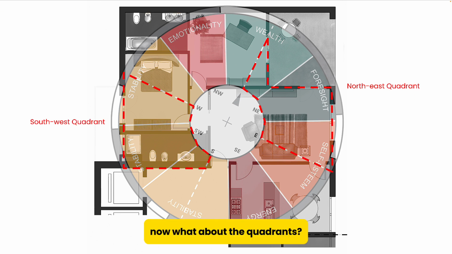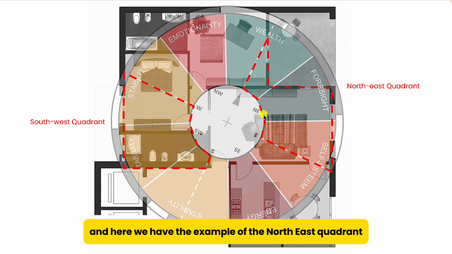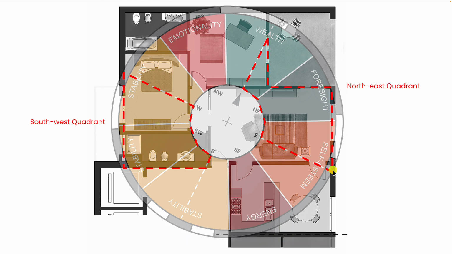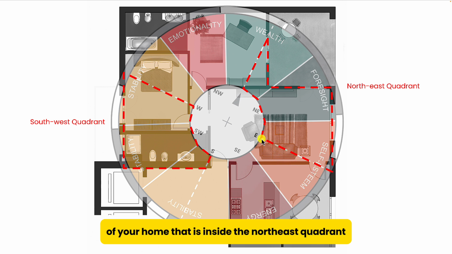Now, what about the quadrants? The quadrants are delimitations, areas intersected by these dashed lines here on the main direction. The quadrants are obviously 4, and here we have the example of the northeast quadrant, and you see again you need to highlight which is the section of your home that is inside the northeast quadrant. And you see this very irregular shape here is the northeast quadrant of this home.